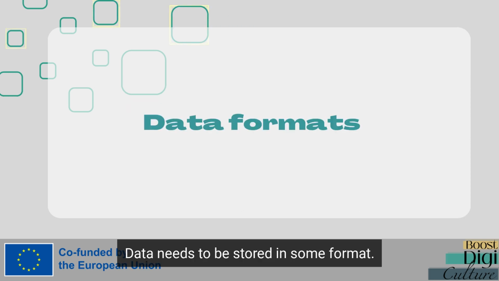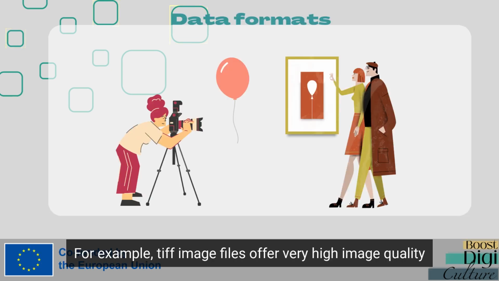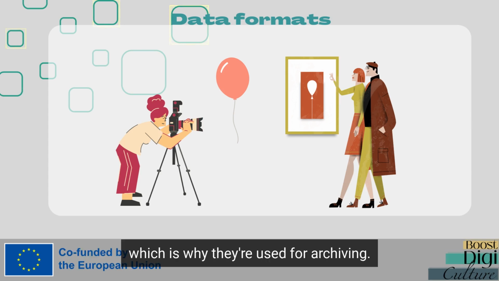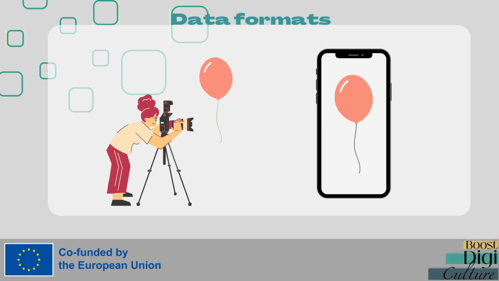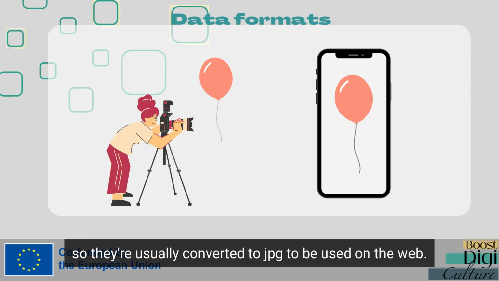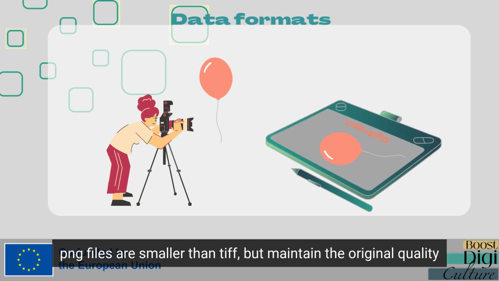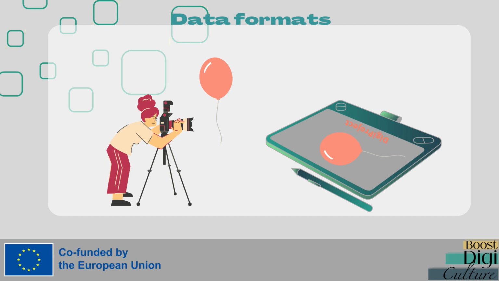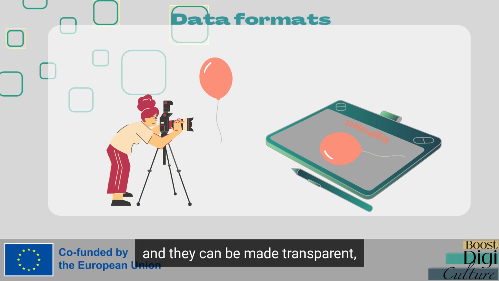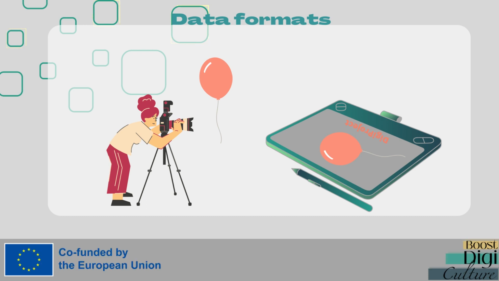Data needs to be stored in some format. The format in which it should be saved is determined by how it will be used. For example, TIFF image files offer very high image quality, which is why they are used for archiving. But because of their quality, TIFF files are very large, so they are usually converted to JPEG to be used on the web. PNG files are smaller than TIFF but maintain the original quality, and they can be made transparent, which makes them suitable for graphic design, for example, the project logo.